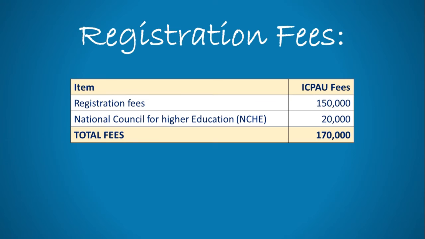This is a one-off payment that you're going to make of 150,000 Ugandan shillings. On top of that, you'll have to pay National Council for Higher Education. Some of you have already done higher education, you know this 20,000, you are accustomed to it. So right now you need a total of 170,000 in registration fees.